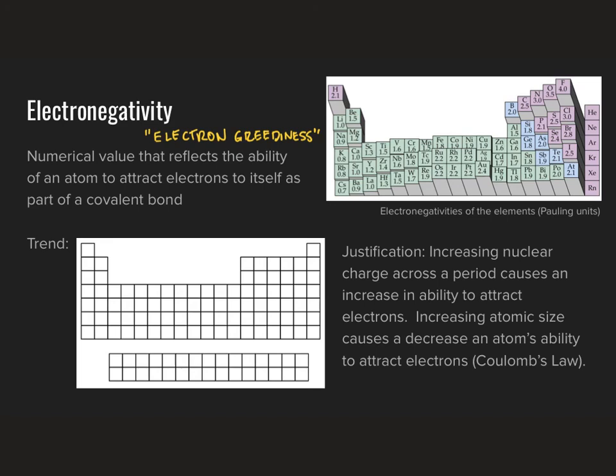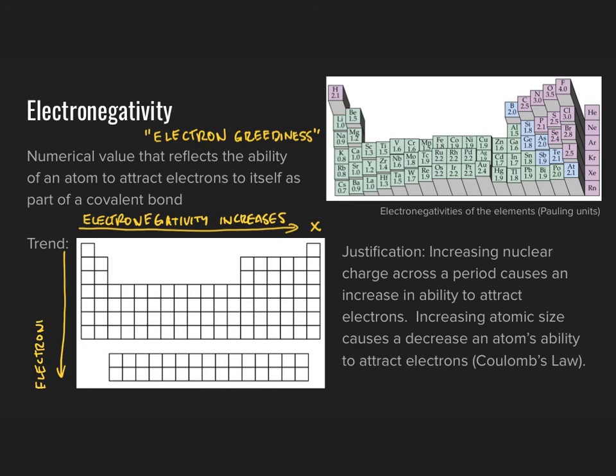And if we want to have a look at the trend for electronegativity on the periodic table, as we move from left to right across a period, in general, the electronegativity increases until you get to the halogen family and then drops down to essentially 0 when you get to the noble gases. And as you move down a group on the periodic table, the electronegativity generally decreases.